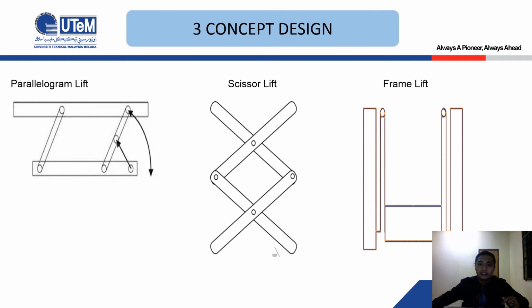So these are the 3 concept designs. First, I have the parallelogram lift, where the parts are designed parallel to the seat. Next, I have the scissor lift, where the parts cross each other. And lastly, the frame lift, which has a concept like pulling the seat by using a cable attached to the part design.